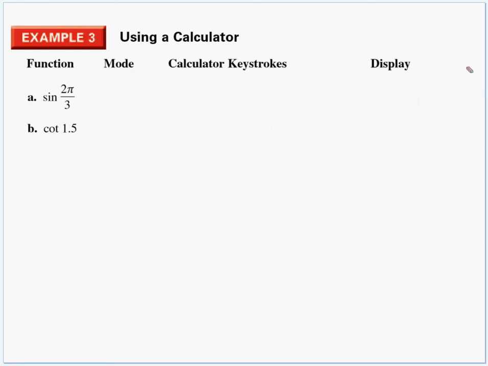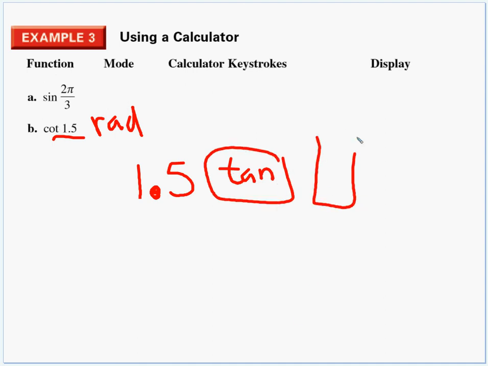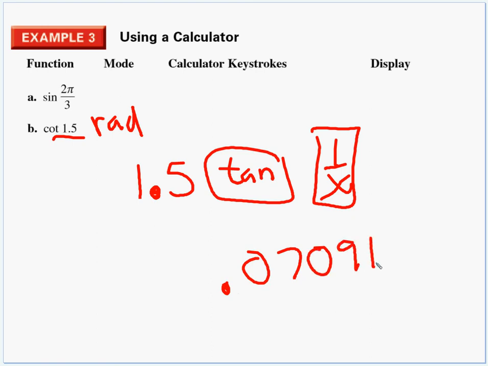Now, letter B, I do not see a pi, but I also do not see a degree symbol. So this one is also in rad mode. And for the calculator keystrokes, I would do the 1.5. And then since we don't have a cotan key, I would hit the tan key to take the tan of that, and then flip it over with the 1 over x key, or x to the negative 1. Calculator display will give you 0.0709148. If we round that to the 4th spot, it would just be 0.0709.